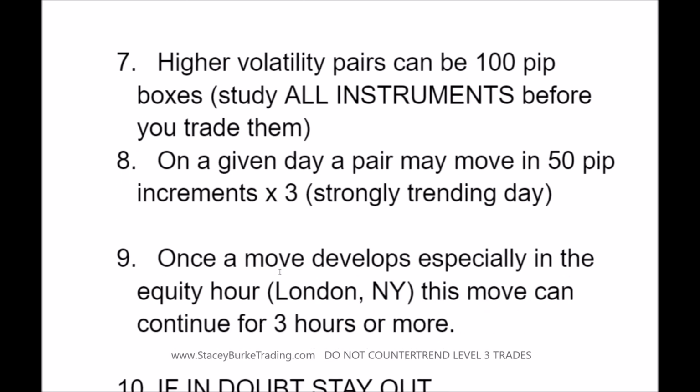Higher volatility pairs can be 100-pip boxes, so study every single instrument before you trade it. Obviously, I'm referring to gold, NASDAQ, oil, other pairs, other indexes, commodities. Again, study them before you trade them. On any given day, a pair may move in 50-pip increments, so a strongly trending day could go 150 pips in 50, 50, and 50.